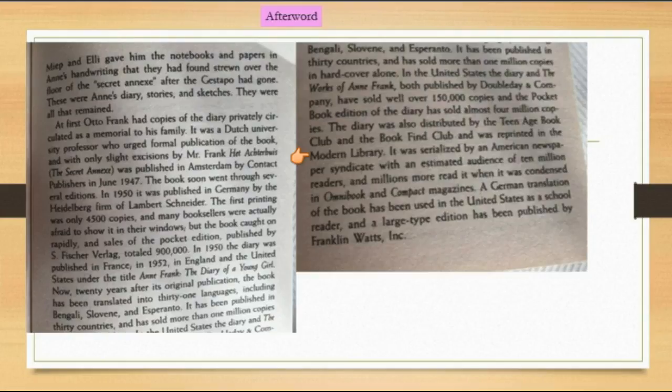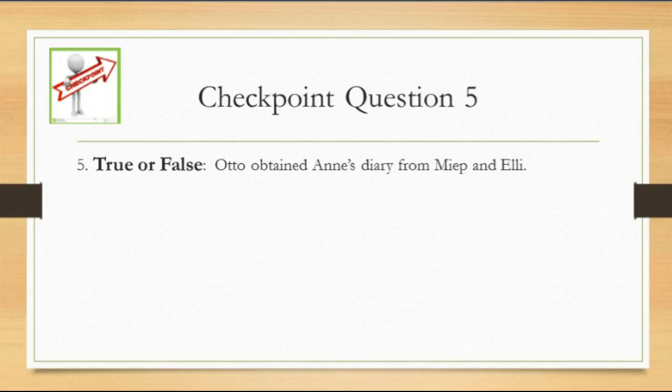And just keep in mind, for the actual checkpoint question, Miep and Ellie are the ones that did give Otto Frank Anne's diary. They were the ones that found it. So true or false? Checkpoint question 5, this is your last checkpoint question. Otto obtained Anne's diary from Miep and Ellie. True or false?